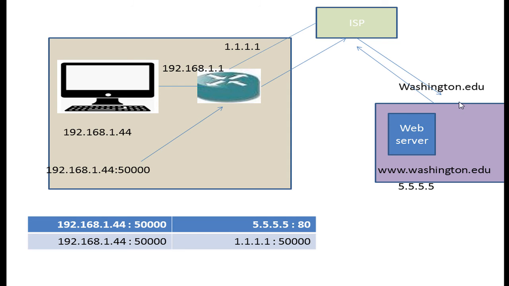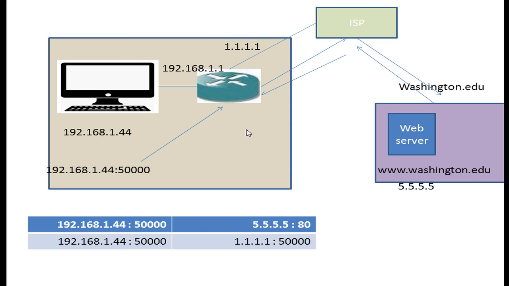So in the other direction, it comes to the internet service provider. The ISP would forward it back to the router. Now the packet has reached the destination. The destination IP address in the packet sent from washington.edu would be 1.1.1.1 with the port number of 50,000.